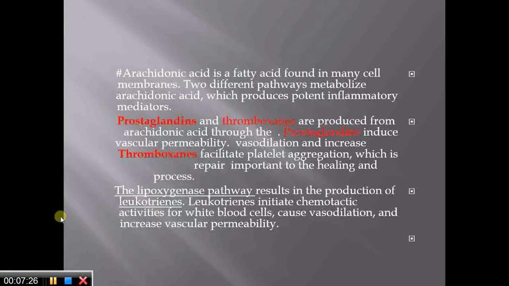Arachidonic acid is a fatty acid found in many cell membranes. 2 different pathways metabolize arachidonic acid, which produces potent inflammatory mediators. Prostaglandins and thromboxanes are produced from arachidonic acid through the cyclooxygenase pathway. Prostaglandins induce vasodilation and increase vascular permeability. Thromboxanes facilitate platelet aggregation, which is important to the healing and repair process. The lipoxygenase pathway results in the production of leukotrienes. Leukotrienes initiate chemotactic activities for white blood cells, cause vasodilation, and increase vascular permeability.